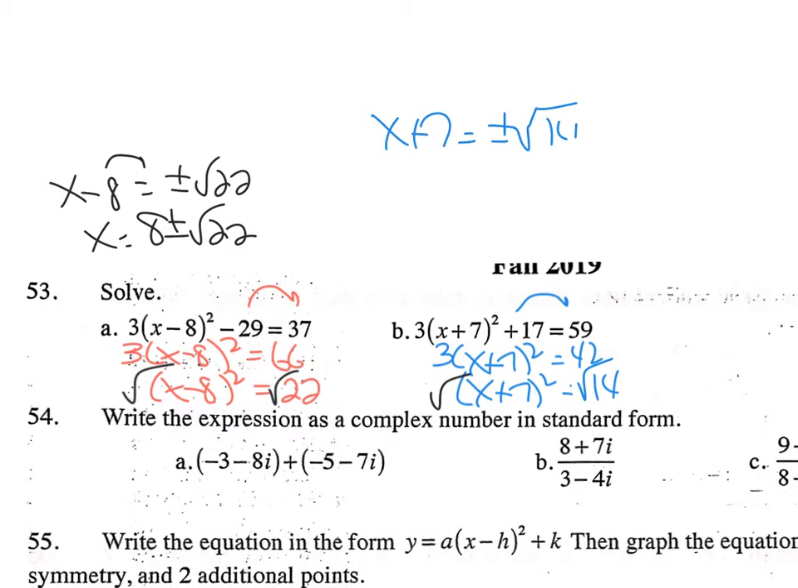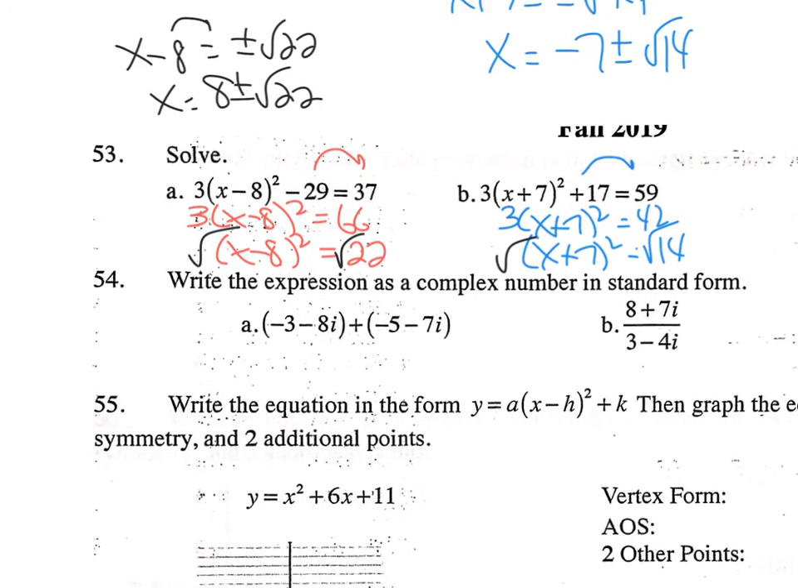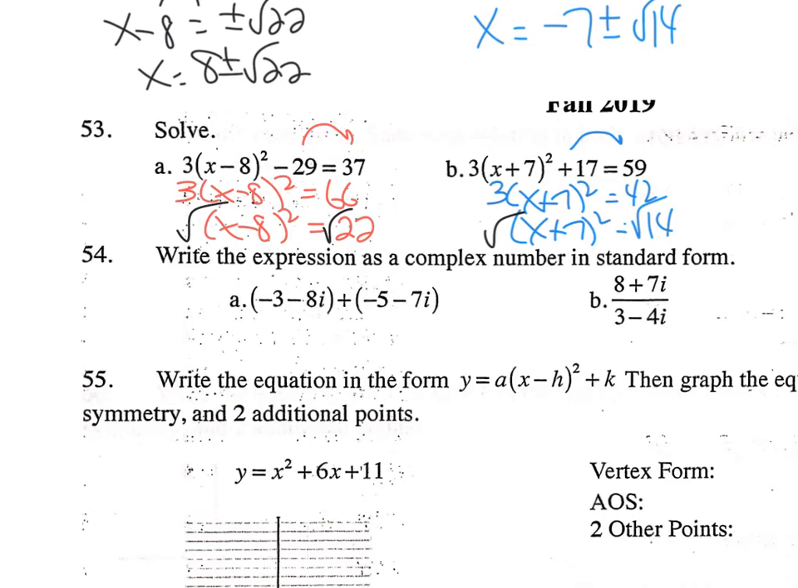My square root didn't show up down there. And then move the 7 to the other side. So I get x is negative 7 plus or minus square root of 14. And that's all there is to that one. 54, getting into some imaginary stuff now.